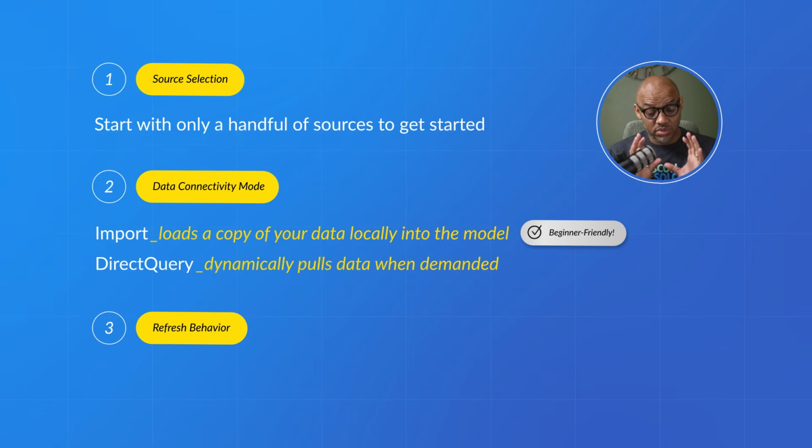Third, and a really important aspect, set refresh expectations early. Data rarely stays static, so think about update cadence now, not after you publish a report. Is daily refresh enough? Do stakeholders expect near real-time data? Even if you don't configure every advanced refresh setting just yet, having this conversation, talking to people, keeps your model and visuals aligned with the business's reality.